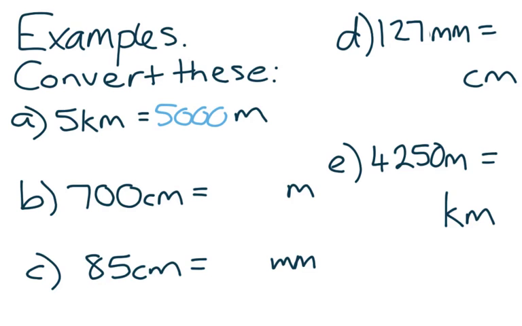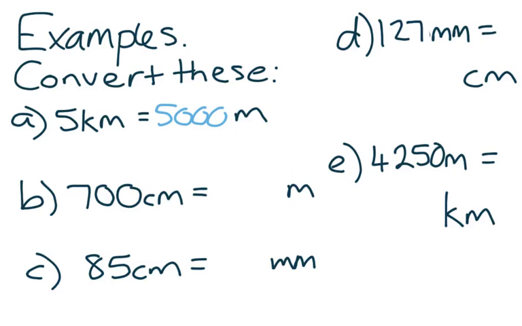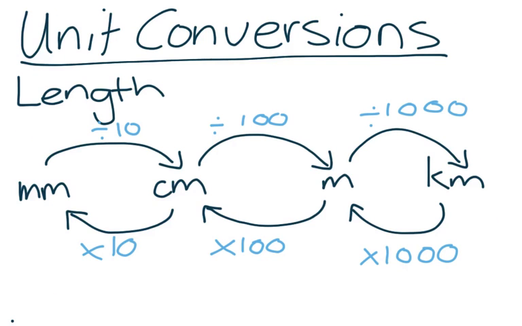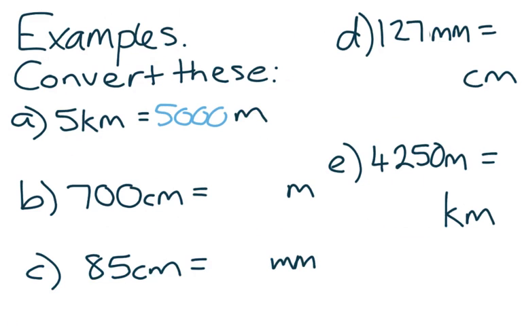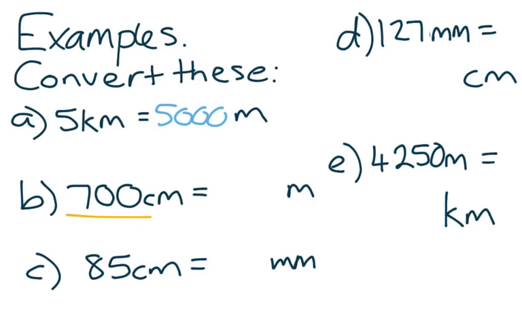700 centimetres to metres. So what we do is we go back to our conversion chart and we find centimetres and metres. And it says we're going from centimetres to metres. So we're following this arrow here. So it tells us to divide by 100. So we are dividing by 100. 700 divided by 100 is 7 metres.